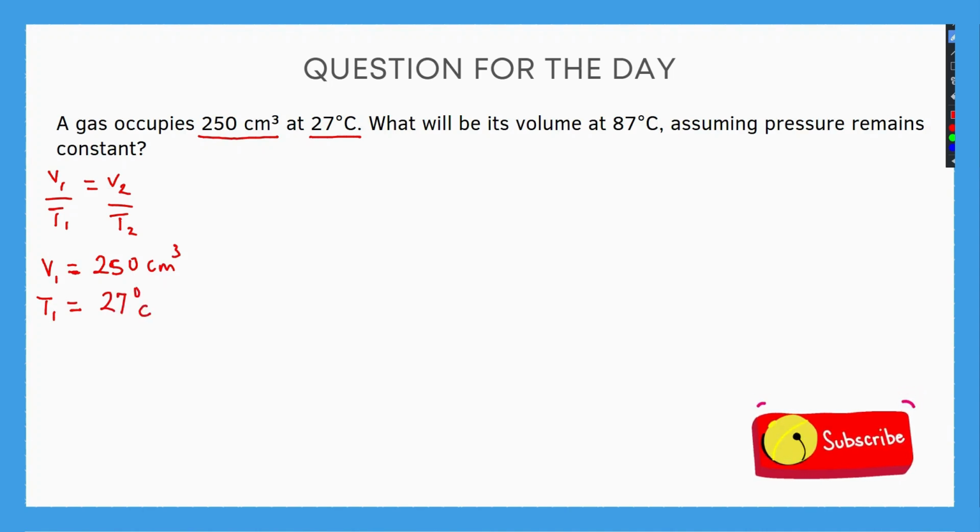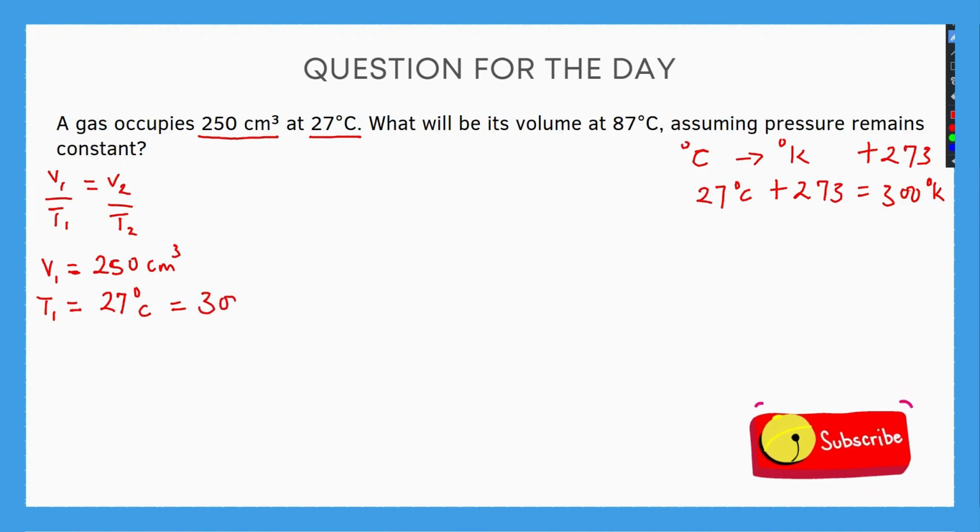Now I want to call your attention to something. Whenever we're dealing with concepts like this, we do not leave our temperature in degrees Celsius, we leave it in Kelvin. In order to convert from degrees Celsius to Kelvin, what we do is add 273. In this case, we have 27 degrees Celsius. To change it to Kelvin, we say plus 273, which gives us 300 Kelvin. So the initial temperature is 300 Kelvin. I trust you're following each step of the way.